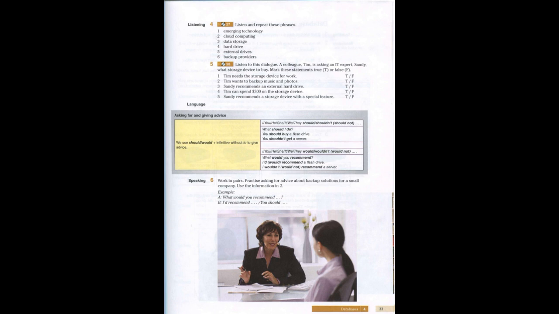Sentence number 1 states that Tim needs the storage device for work. 2. Tim wants to back up music and photos. 3. Sandy recommends an external hard drive. 4. Tim can spend $300 on the storage device. 5. Sandy recommends a storage device with a special feature.